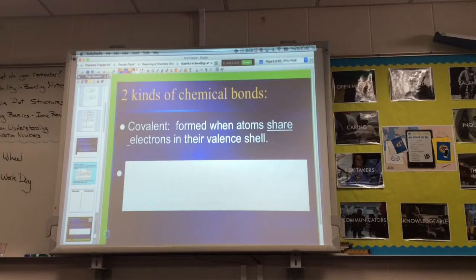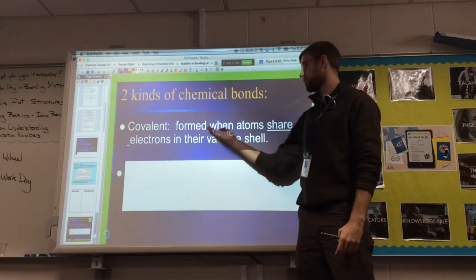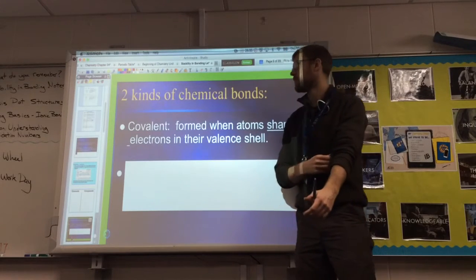Right where it says define covalent bond. But that just says covalent. Yeah, but here's the definition. It's formed when atoms share electrons in their valence shell.